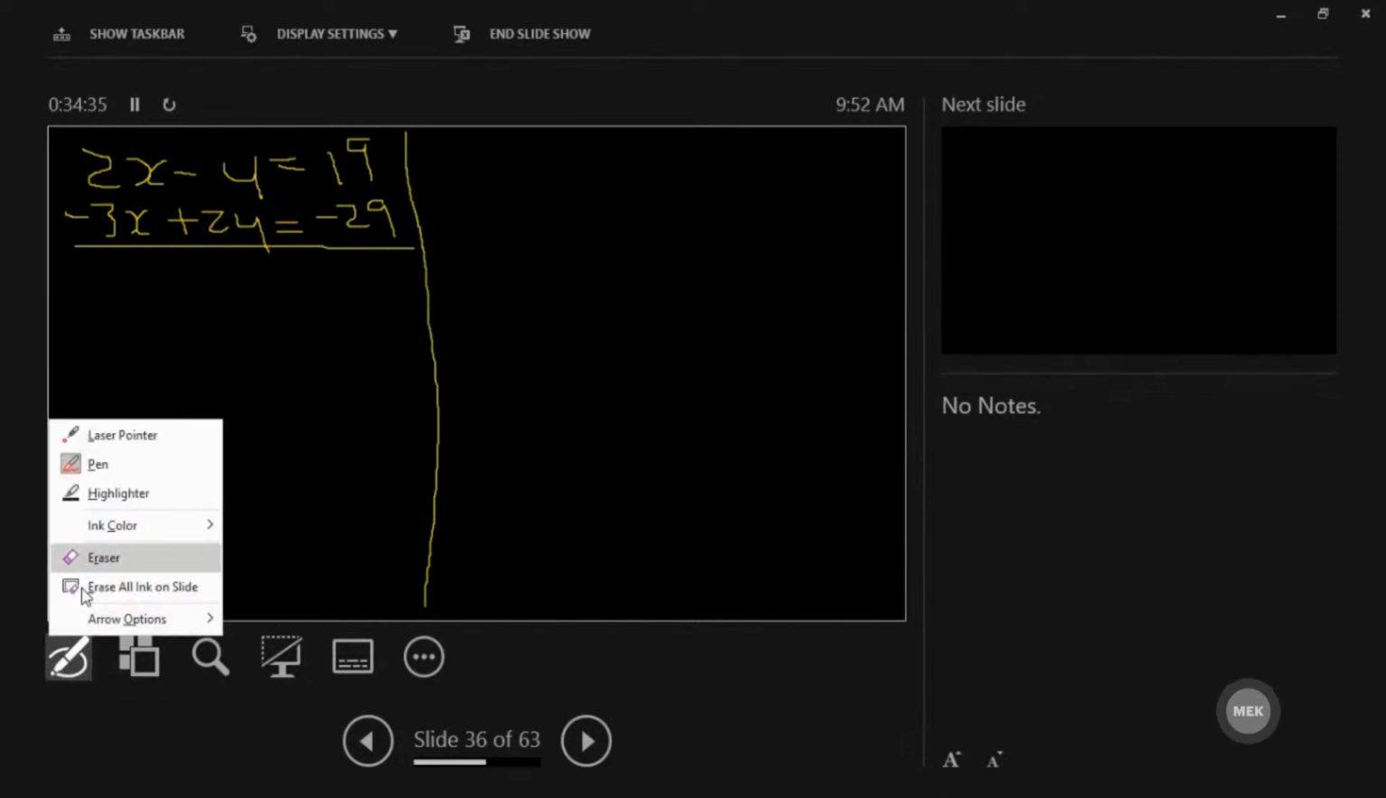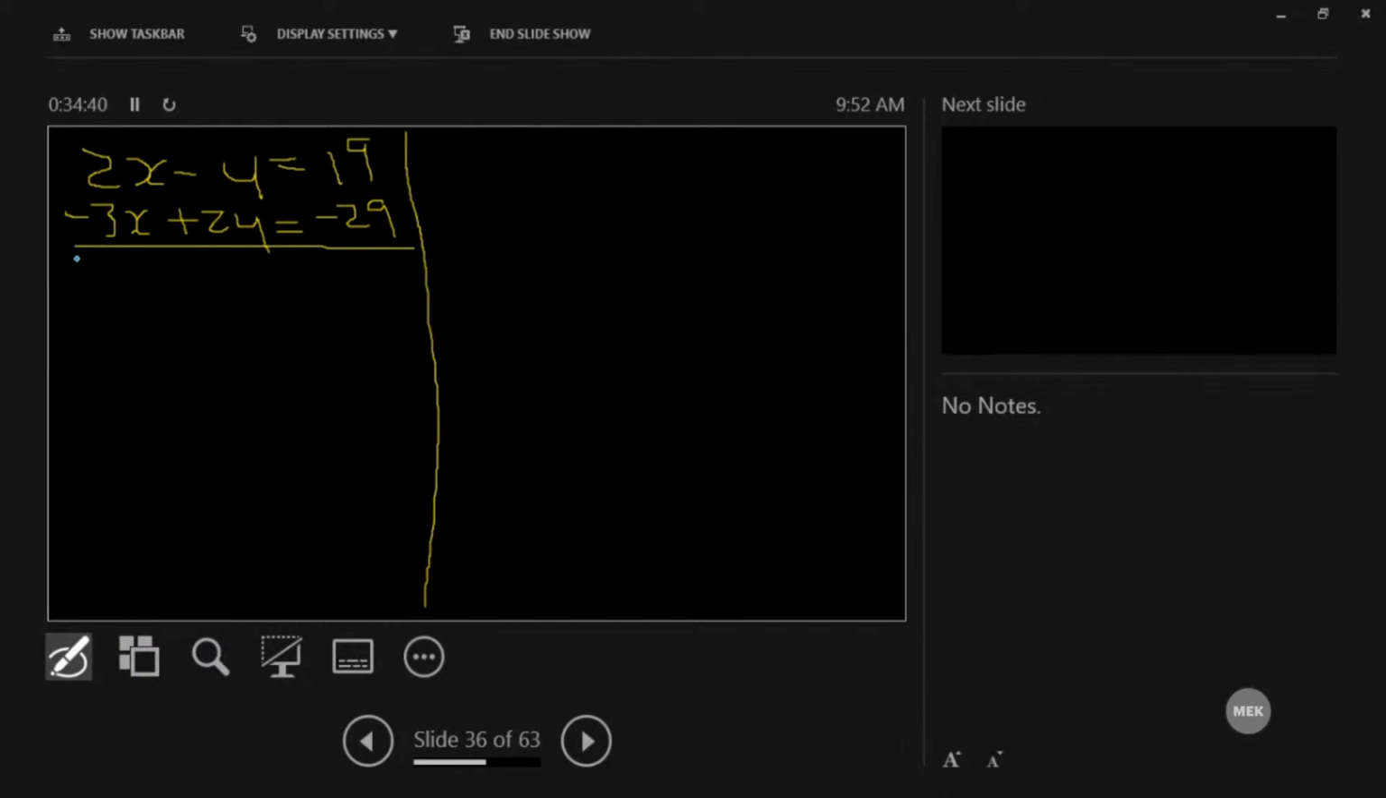And negative 3x plus 2y, that gives negative 29. These are our original equations. Let's rewrite them in matrix form. So put in the coefficients.